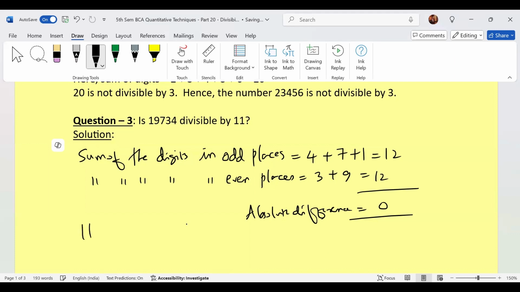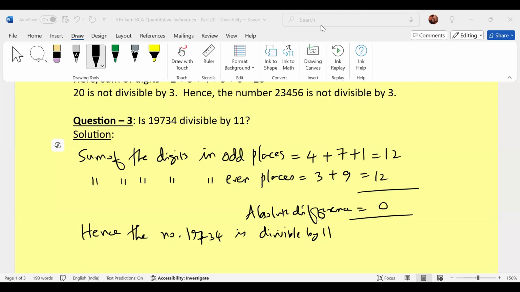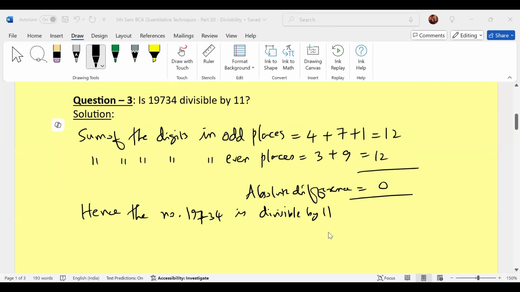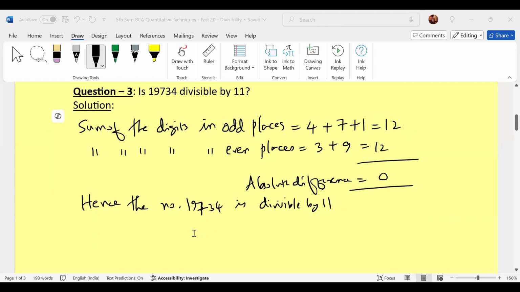We can say hence the number 19734 is divisible by 11. Means either this absolute difference should be 0 or it should be a number which is divisible by 11. Let us move on to the next question.